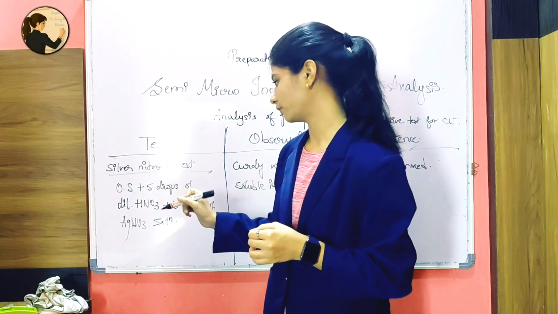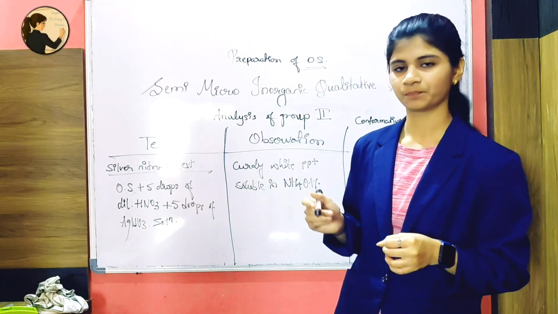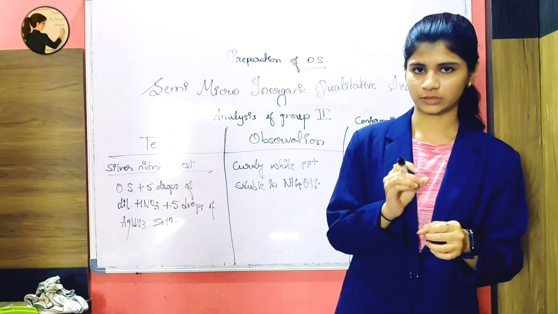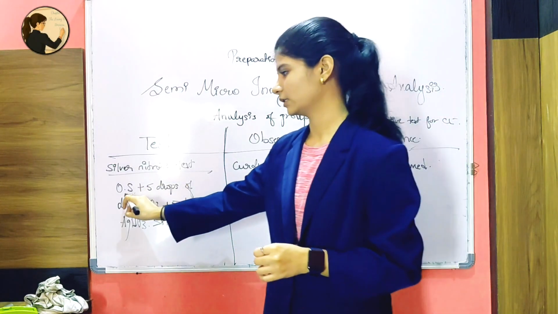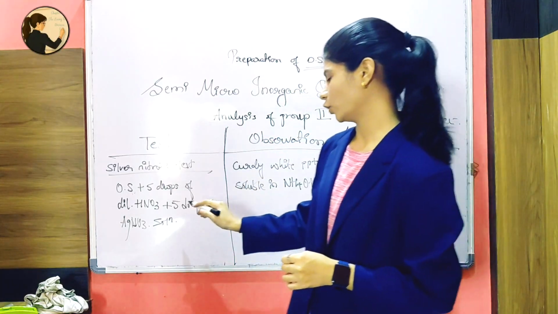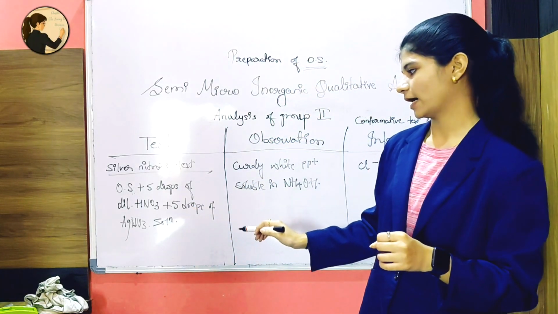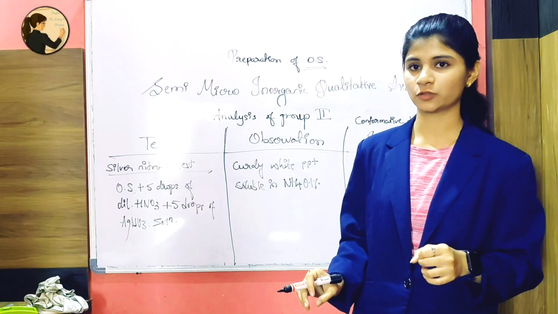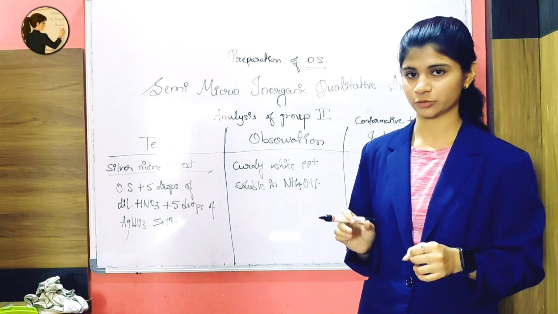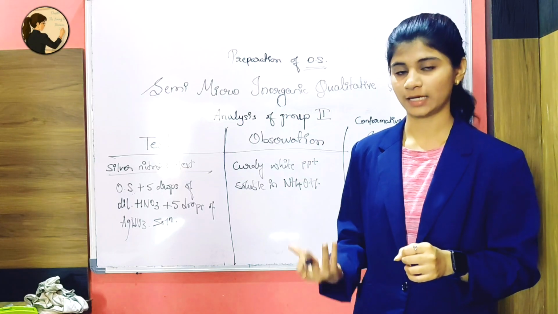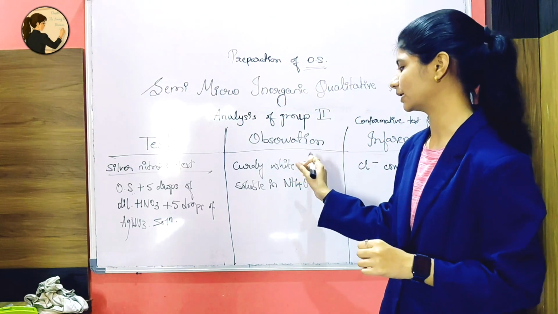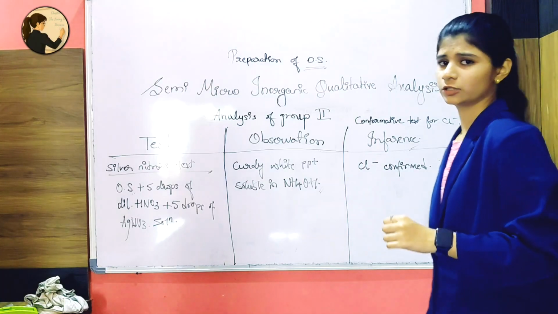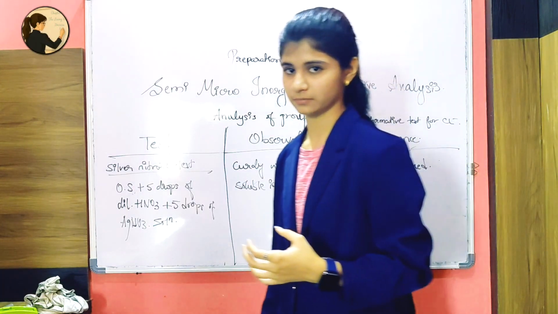Then what will you do? You will put 5 drops of diluted HNO3. With the dropper, slowly you will put diluted HNO3 in the same test tube in which the OS is present. Then what will you add? You will add 5 drops of AgNO3 solution, in the same test tube. Then what you are going to see in the observation is a curdy white PPT which is soluble in NH4OH. You are going to get curdy white PPT.